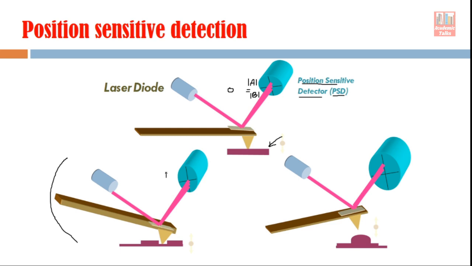Now again, if we talk about the magnitude of electrical signal produced by the upper half and by the lower half, I am writing it like this: you will see that A has less output as compared to B, because most of the light is falling on the lower half, so the lower half will produce more signal as compared to the upper half.